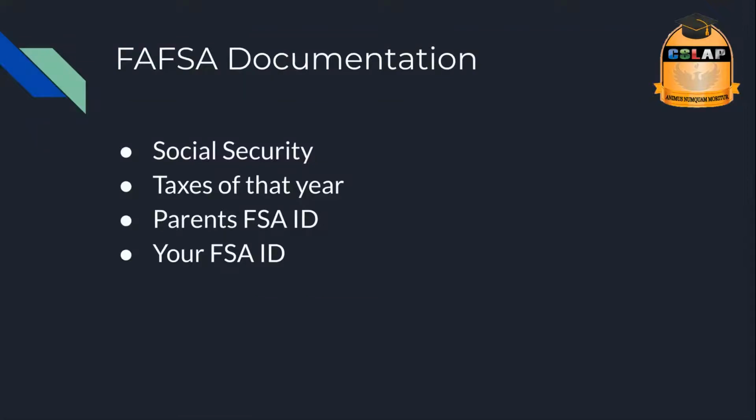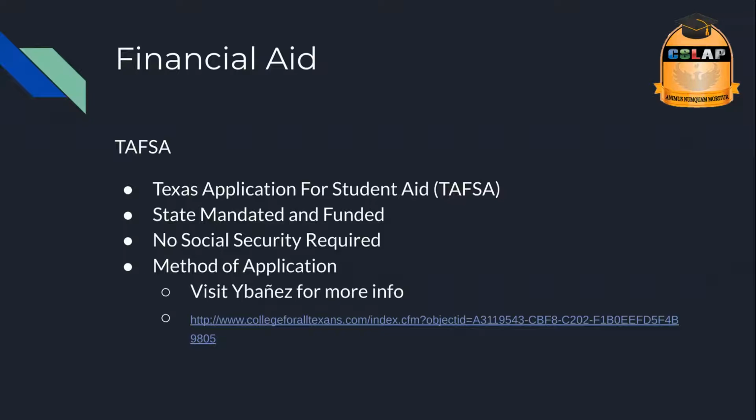Specific documents that you need for it. So you need your taxes, your Social Security, your parents' FSA ID, and your FSA ID. Another way is a TASFA. Now, for those of you who are watching this and within the state of Texas, this applies to you. This is specifically for Texas residents. TASFA stands for Texas Application for State Financial Aid.